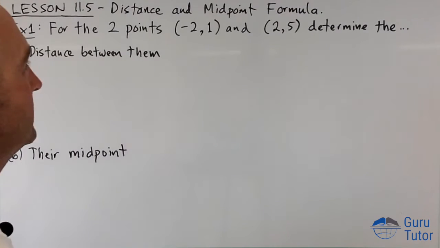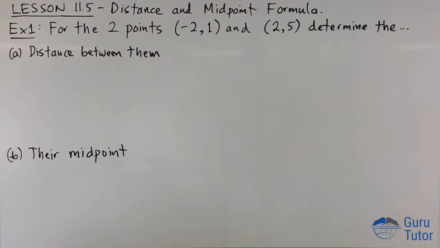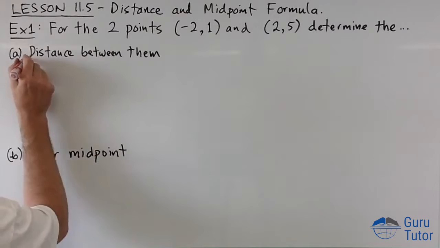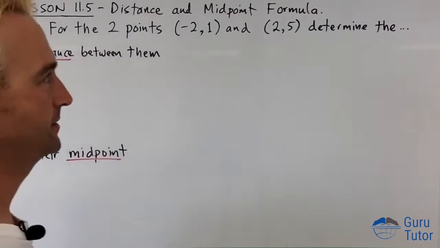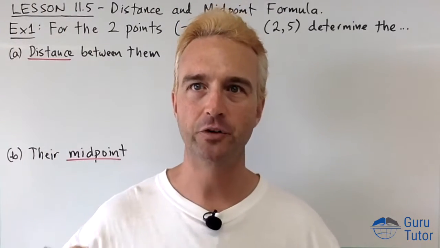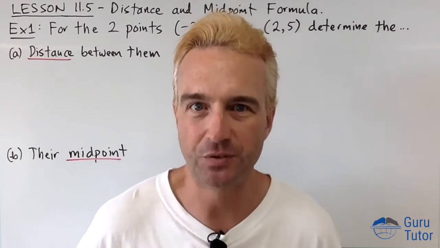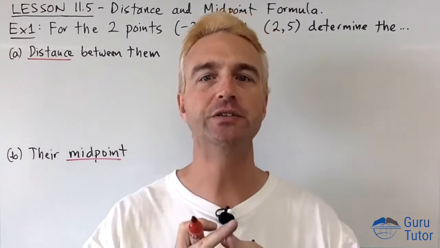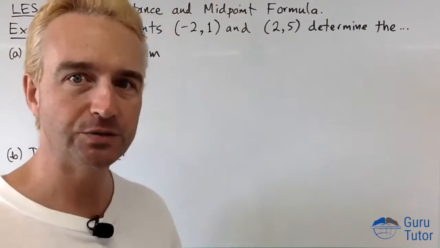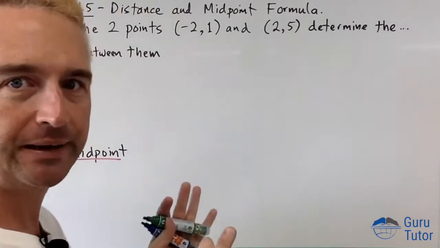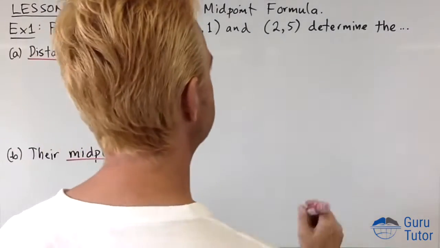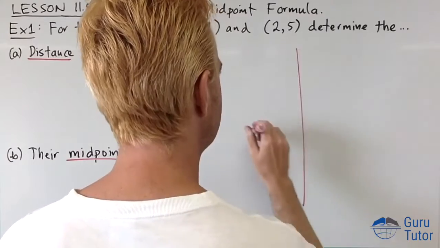We've got 2 points, and we're going to determine something called the distance between them and the midpoint. Now, just let me make something very clear. You do not need a diagram for this at all, okay? There's a couple of formulas, but you don't need a diagram. I am going to do a diagram just so you can see what's happening, and you can understand what's going on here.